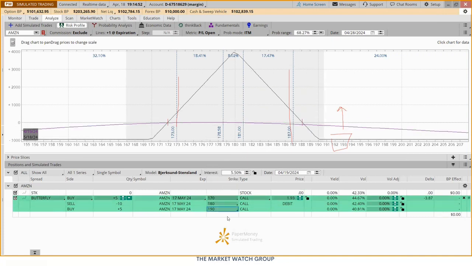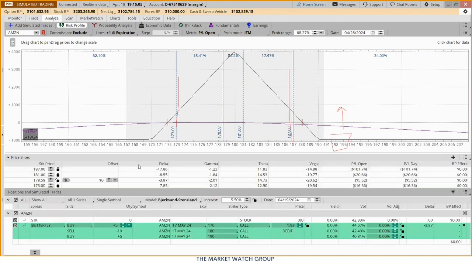And this looks, you'll notice, a lot like a calendar, right? It's this triangular shape, time decay. And it is. If you look at the Greeks here, there we go.